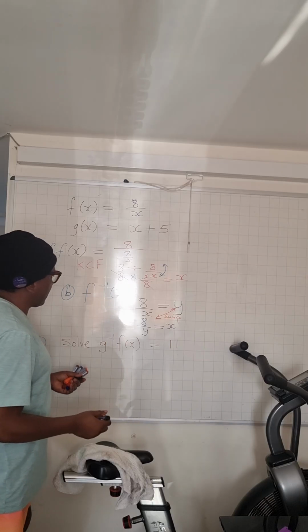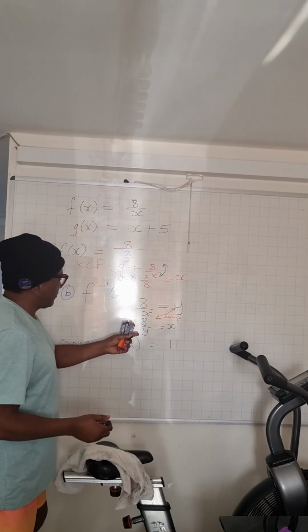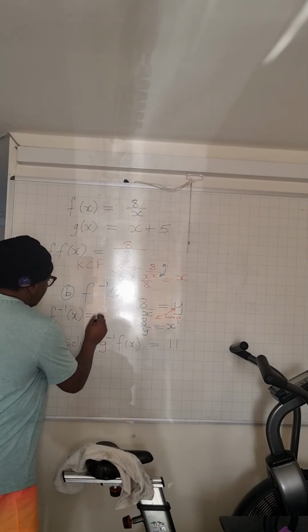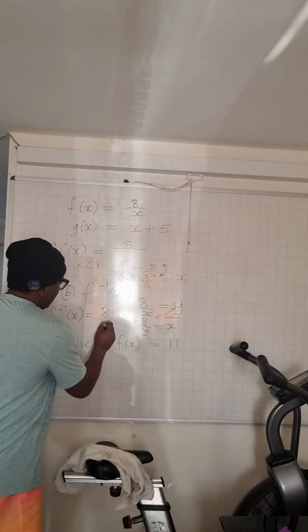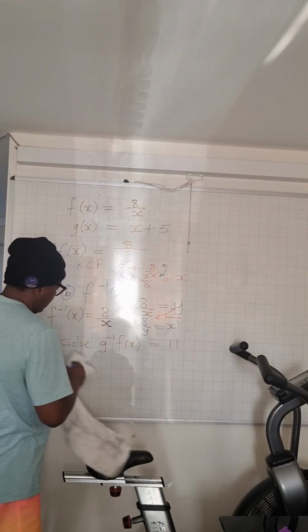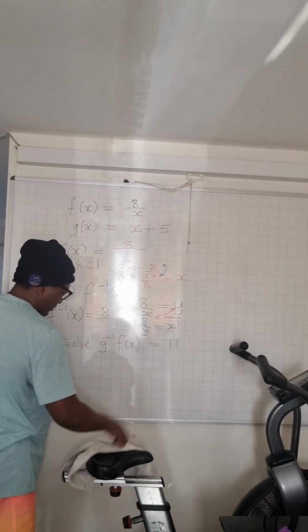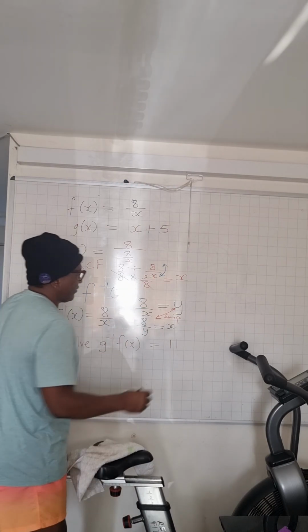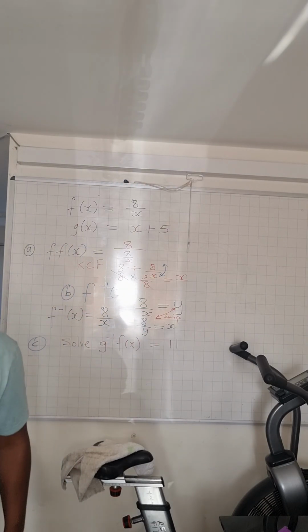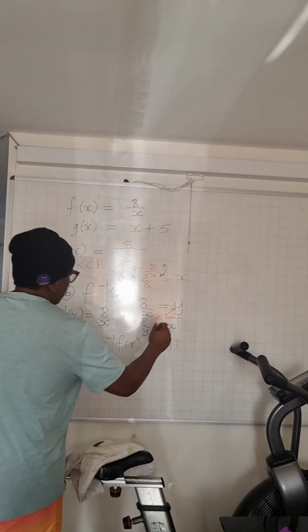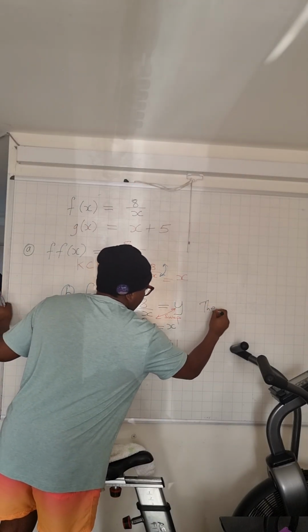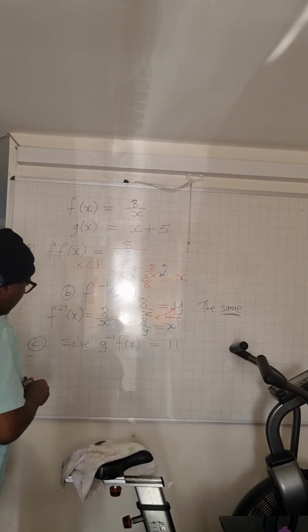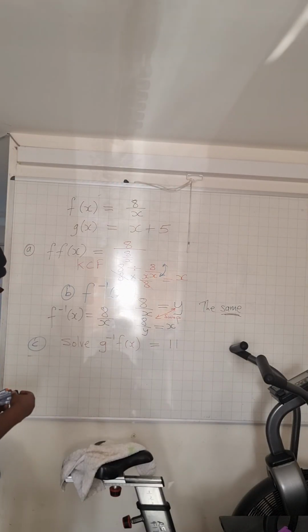And then if we want to make x the subject, the inverse, f inverse of x, is the same as 8 over x. So what kind of inverse is that? Which word do we use? The same. The inverse is the same as the function. So what's the word for that? The inverse is the same as the function. Now we want to find g inverse f of x, the last one.